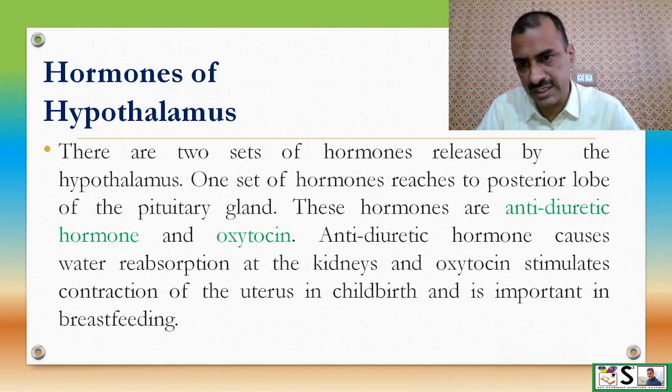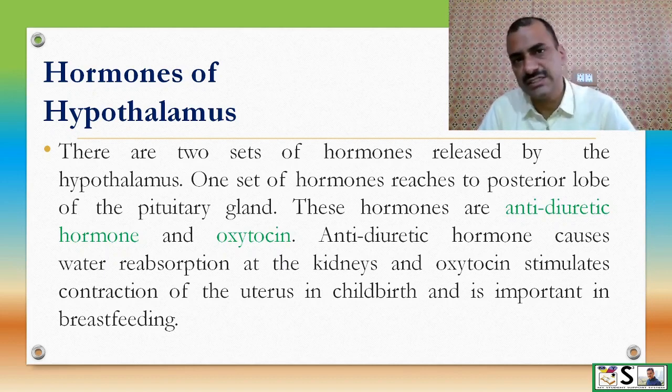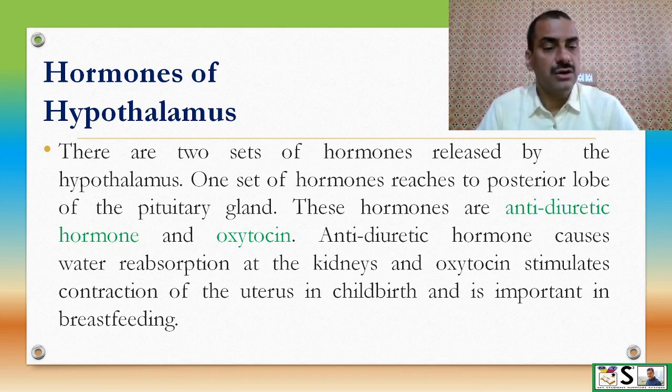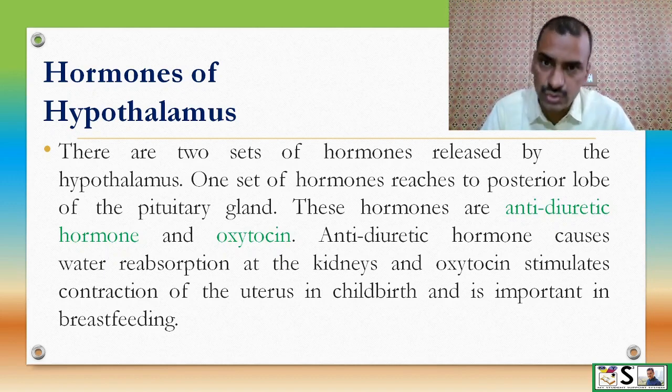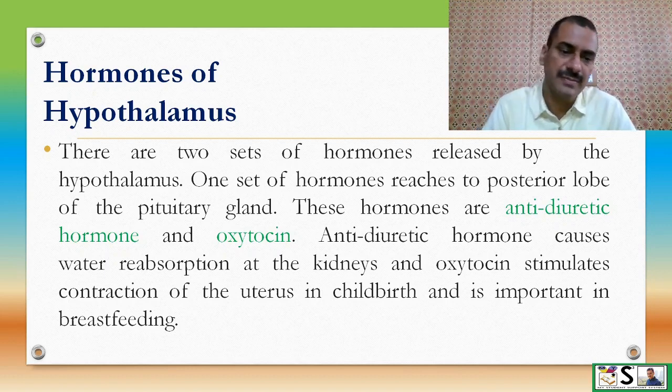What are the hormones secreted by hypothalamus? There are two sets of hormones released by hypothalamus. One set of hormones reaches the posterior pituitary gland and another set reaches the anterior pituitary gland. The hormones which reach the posterior pituitary gland are antidiuretic hormone and oxytocin. These hormones are produced by hypothalamus while they are released by the posterior pituitary.